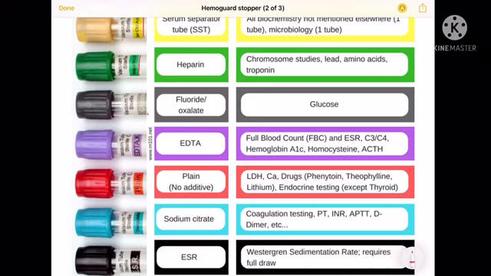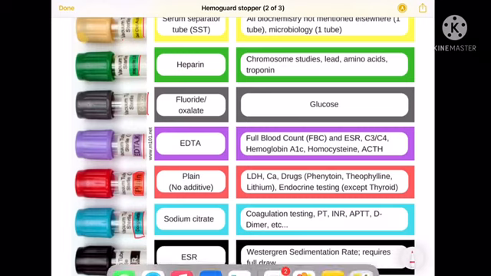The black cap, or we can say the fluoride Vacutainer, is used for glucose studies. The purple cap is EDTA, it contains EDTA. The red with no additive or no anticoagulant is a plain Vacutainer. Light blue contains sodium citrate anticoagulant, and the black cap is used for ESR. That's why it is also called the ESR tube.